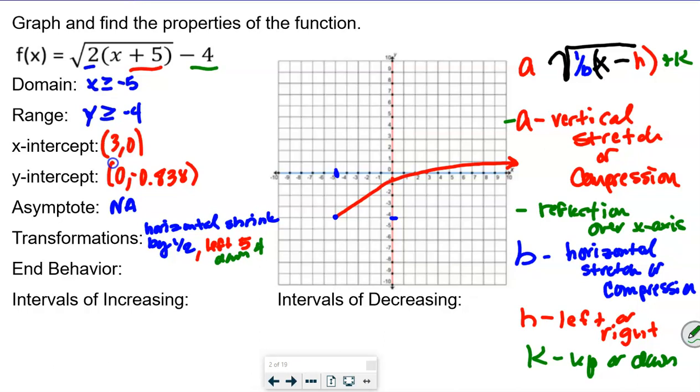So end behavior has to do with what happens at the ends of the graph. So as x approaches infinity, what's happening to f of x? So we're going right on the graph. So what's happening to the y values? It's headed towards infinity, isn't it?